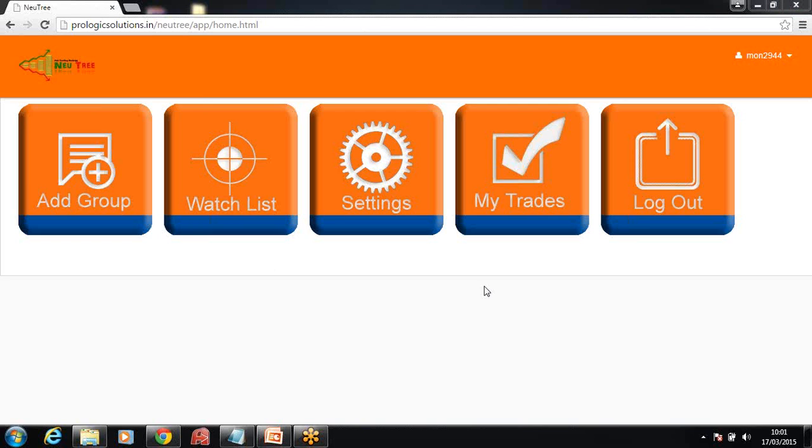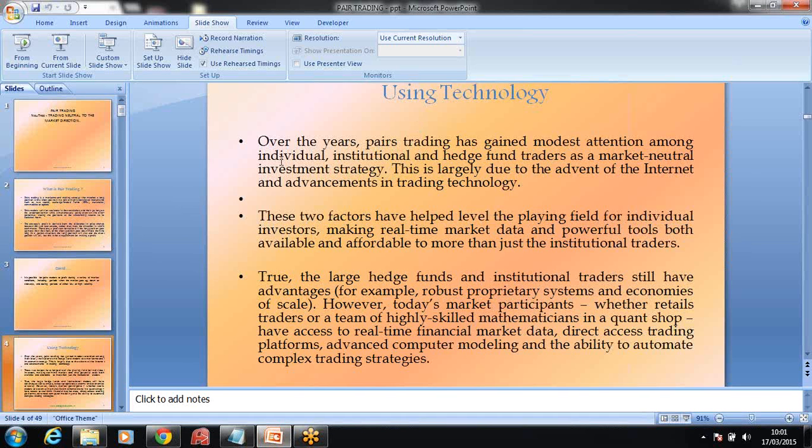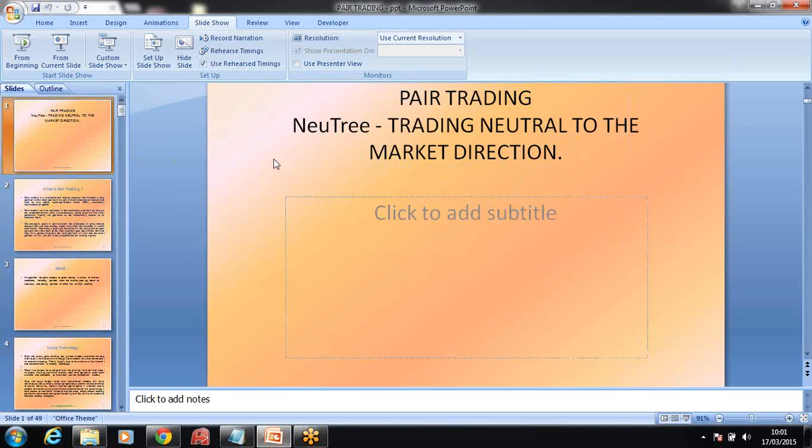So what is this pair trading? Pair trading is basically a very simple technique. I have some theoretical knowledge. Maybe it's better you try to get into this initially, and then we'll go into our own system, which we have developed, where everything is automated.